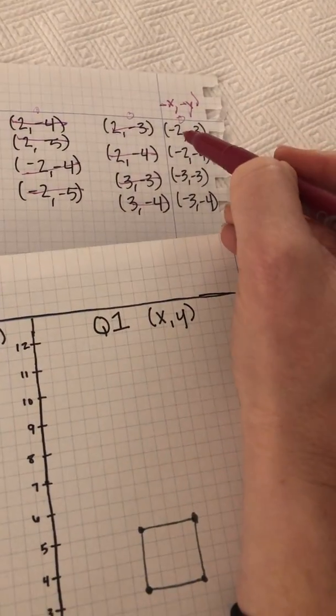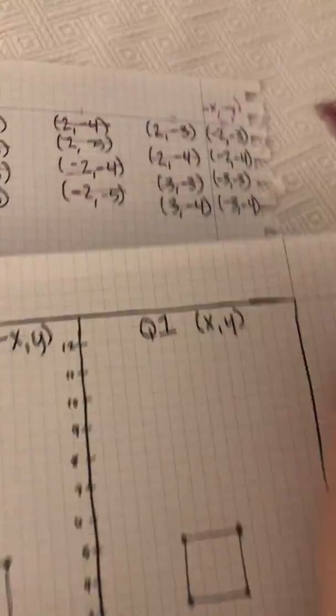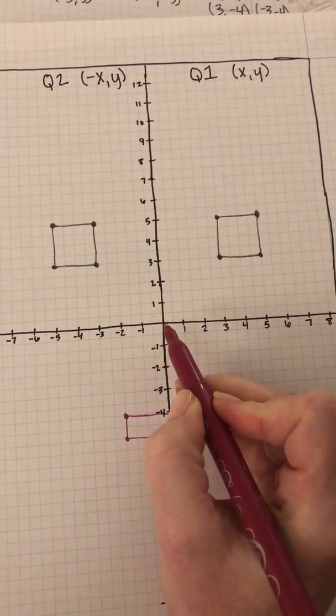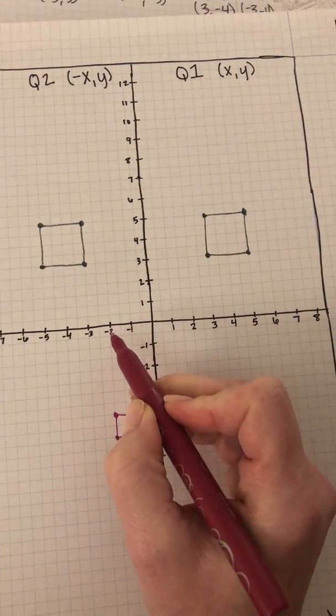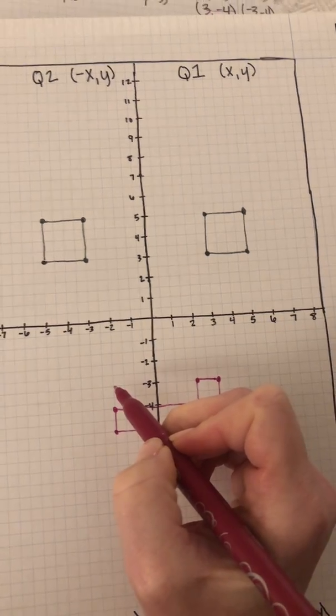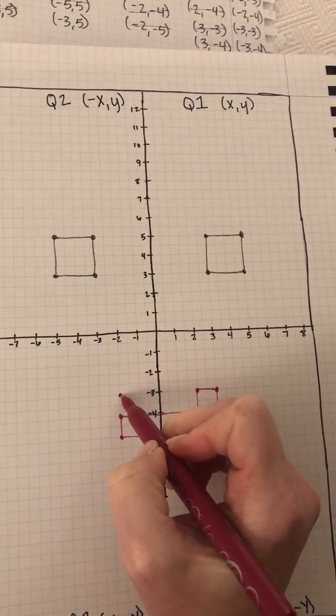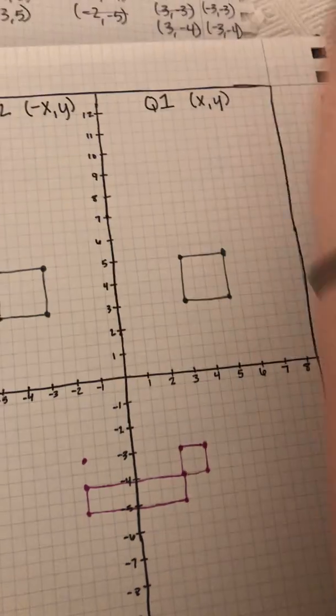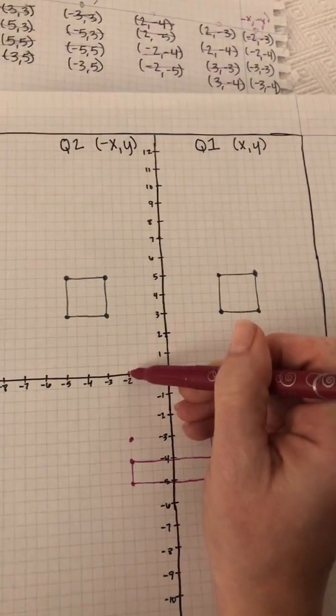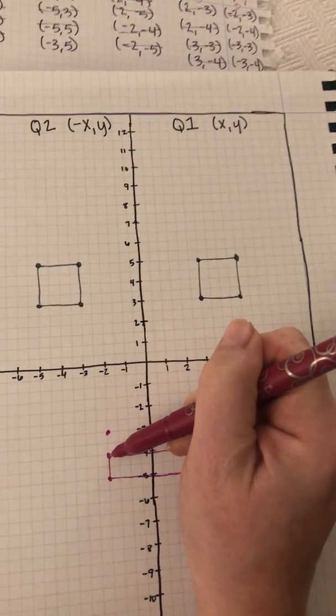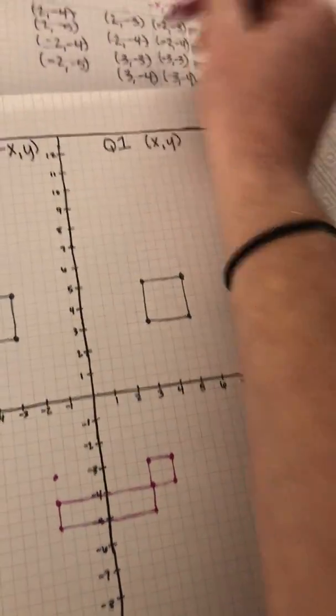Therefore, I know that every single one of these ordered pairs are going to be plotted somewhere over here. Let's see where. So I have negative 2, negative 3. Start at the origin. I'm going to go left 2, and then I'm going to go down 3 since it is negative, and it goes right there. Negative 2, negative 4. Go left 2, down 4. Oh, look at that. Points already plotted.